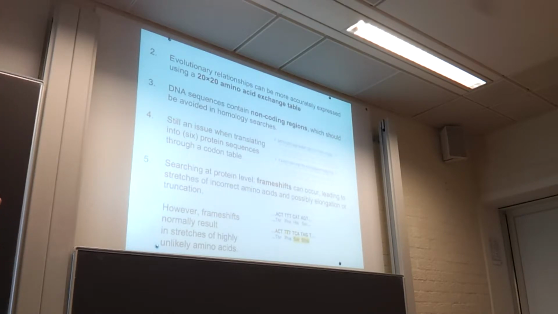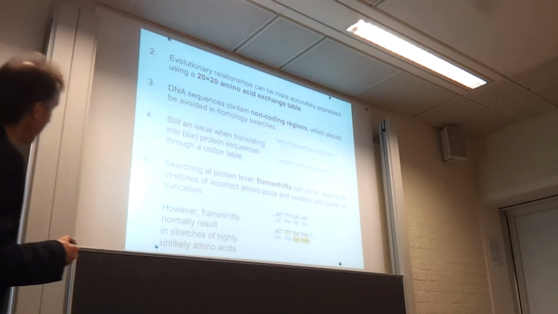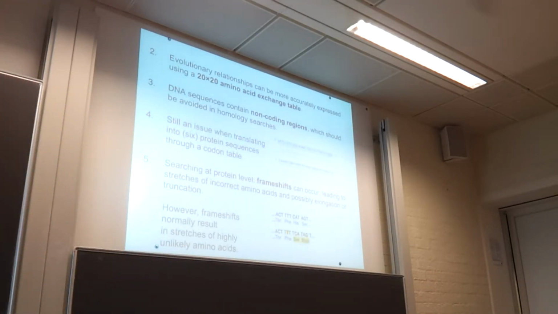What else? What more do we have? Okay, so you know already, we talk about a 20 by 20 amino acid exchange table for proteins, while for DNA you have 4 by 4. So some people say the 20 by 20 table is more expressive. You can put in differences more fine-grained. And that's another reason arguing for the fact that if you have the option, align at the protein level.